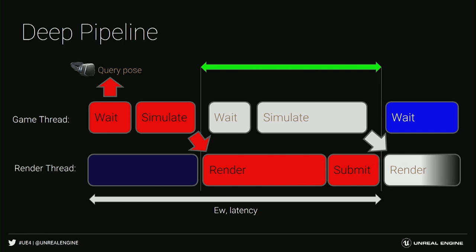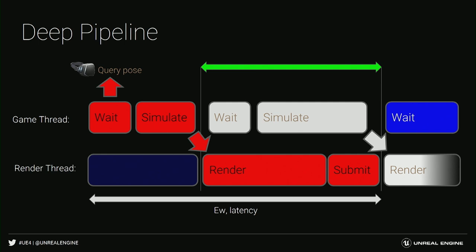In this simplified model, we've got a game thread that runs a simulation, and then we have a render thread that does the rendering. In our wait section, right before the simulation, we block on the runtime for our next frame. We grab the current pose information for the HMD and controllers here. These poses are used for the simulation, and then the simulation hands off to the render section running on the render thread. And here we do all of our drawing and submit that end result to the display.